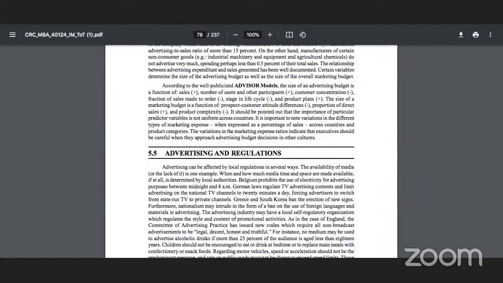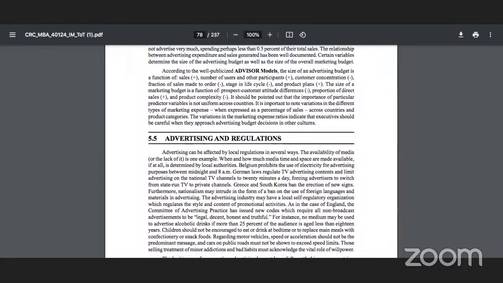However, the size of a marketing budget is a function of prospect customer attitude differences. How are the customers perceiving your product? What is their attitude towards your product? Secondly, the proportion of direct sales, where customers are directly purchasing your product from the company. Or third, the product complexity. The more complex the product is, the more it makes sense to go for, say, personal selling rather than direct advertising, as it may not be able to reach the customers in the way that is intended.